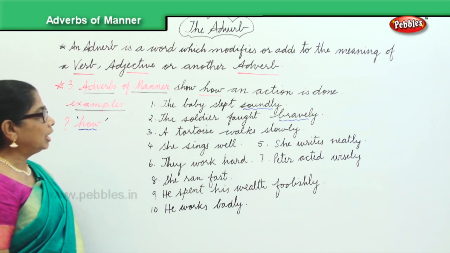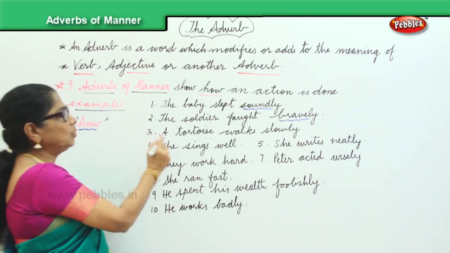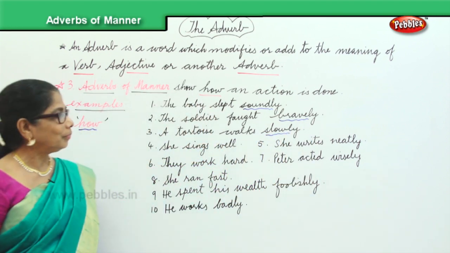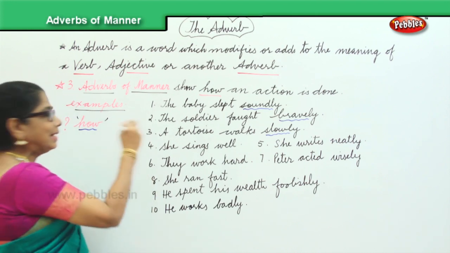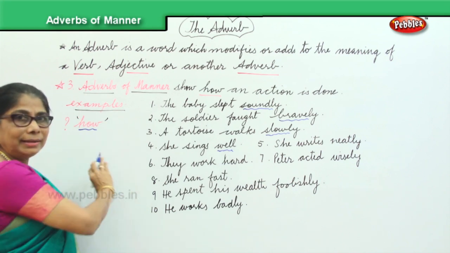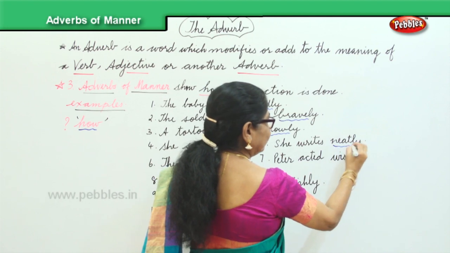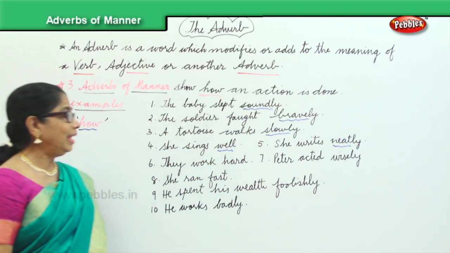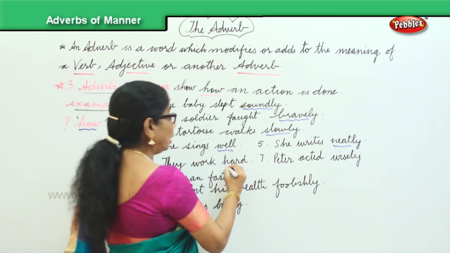Next sentence, we have a tortoise walks slowly. A tortoise walks. How does it walk? It walks slowly. She sings. How does she sing? She sings well. She writes. How does she write? She writes neatly. They work. How do they work? They work hard.